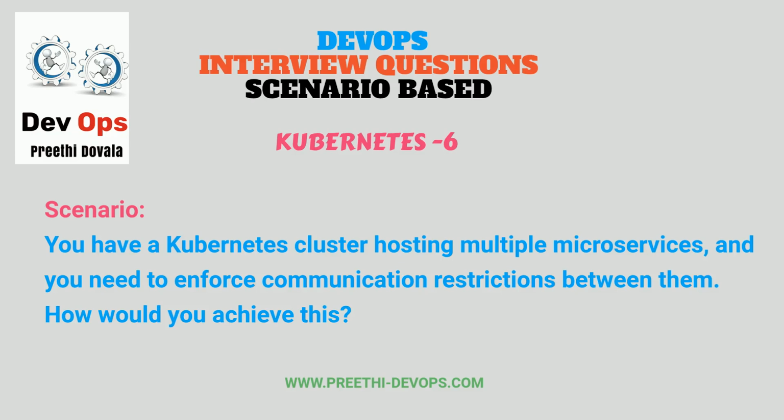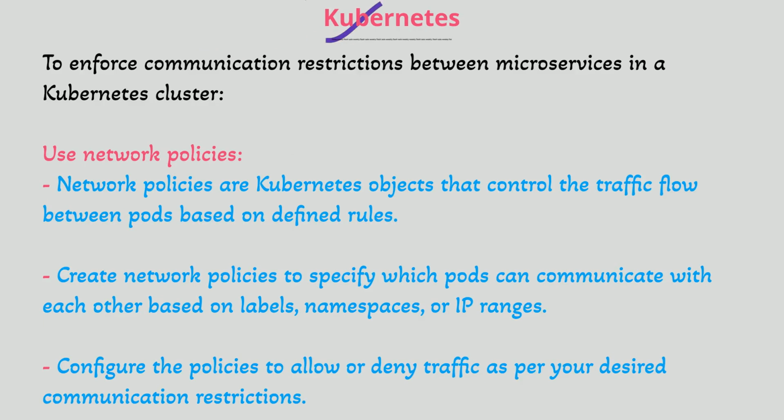Scenario. You have a Kubernetes cluster hosting multiple microservices, and you need to enforce communication restrictions between them. How would you achieve this? To enforce communication restrictions between microservices in a Kubernetes cluster, use network policies. Network policies are Kubernetes objects that control the traffic flow between pods based on defined rules. Create network policies to specify which pods can communicate with each other based on labels, namespaces, or IP ranges. Configure the policies to allow or deny traffic as per your desired communication restrictions.